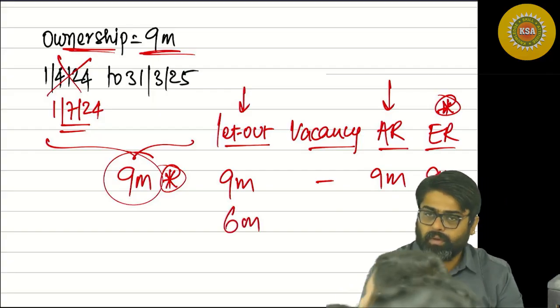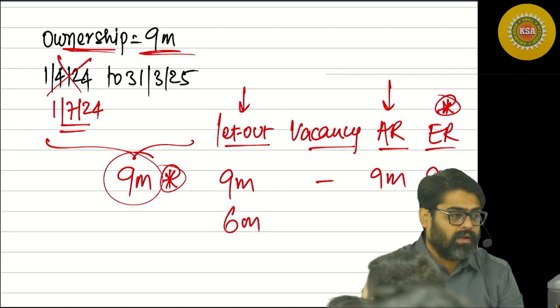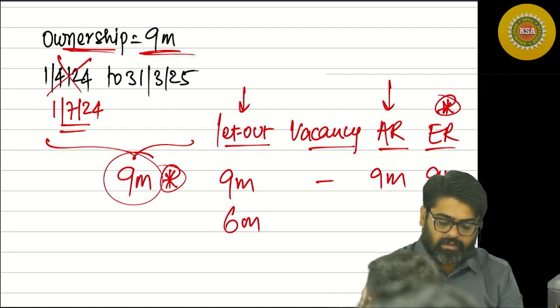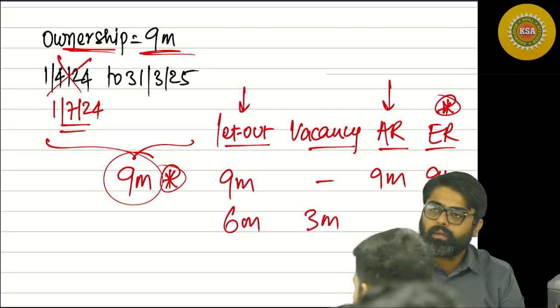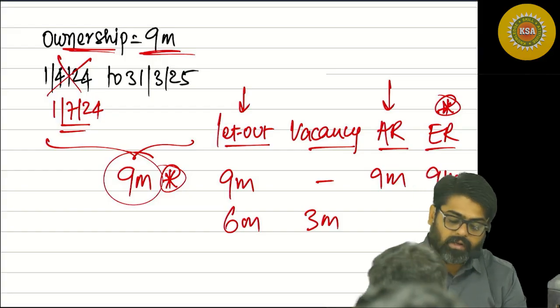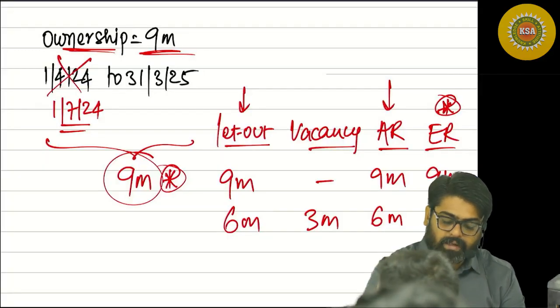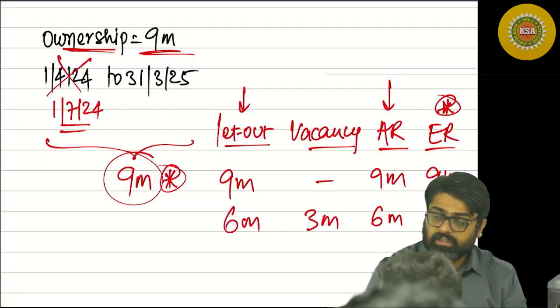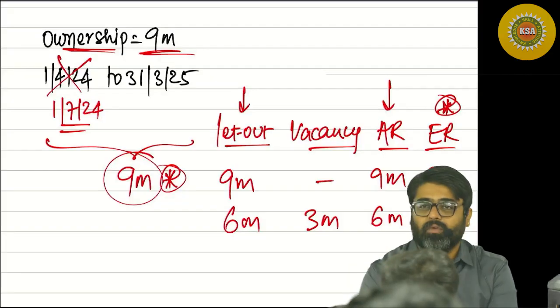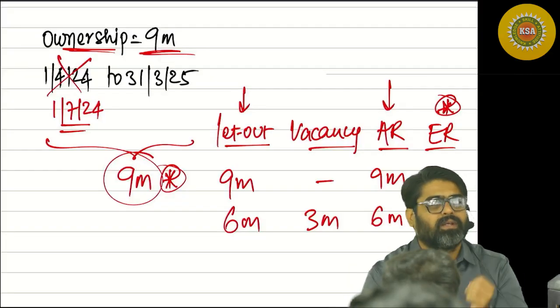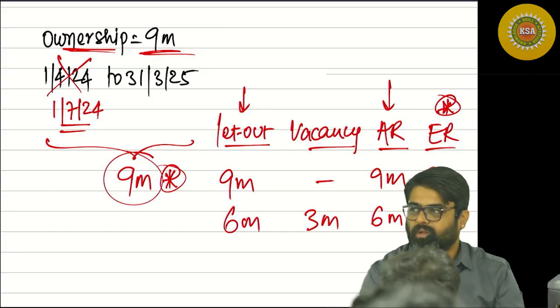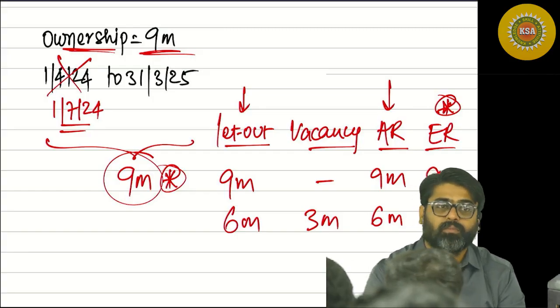You're letting out the property only for 6 months. Now if you have let out the property for 6 months, can I say there is a vacancy of 3 months? Actual rent is for how many months? Expected rent for how many months? Understanding? These things you will have to identify from the question. The question will speak about all these things.